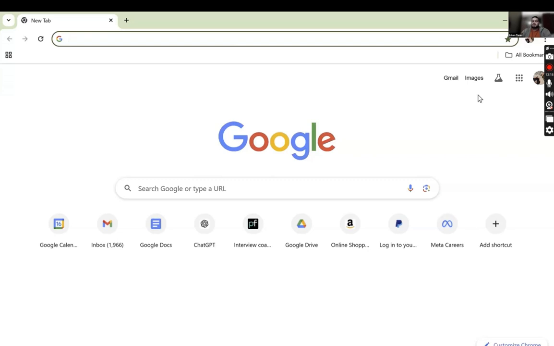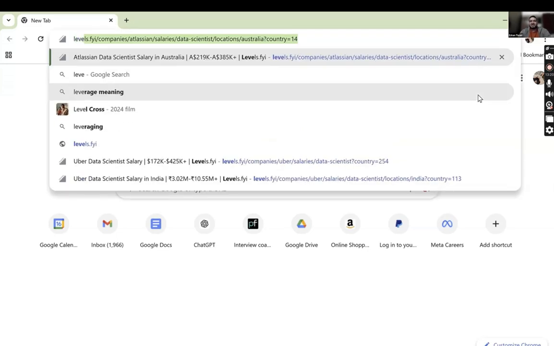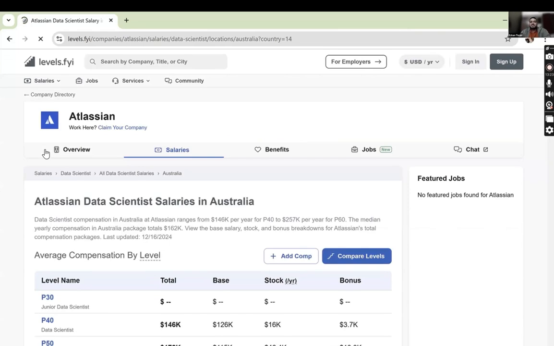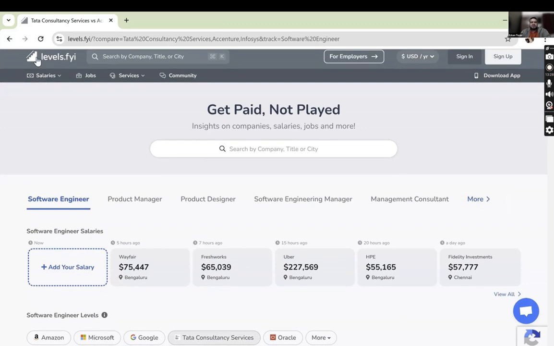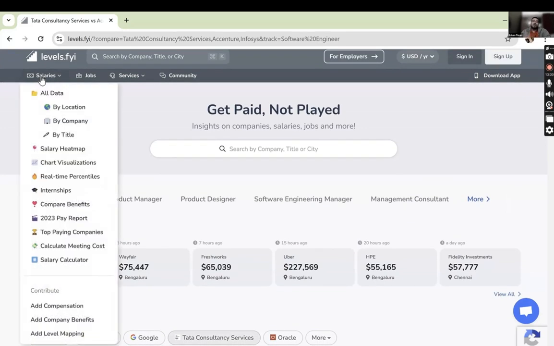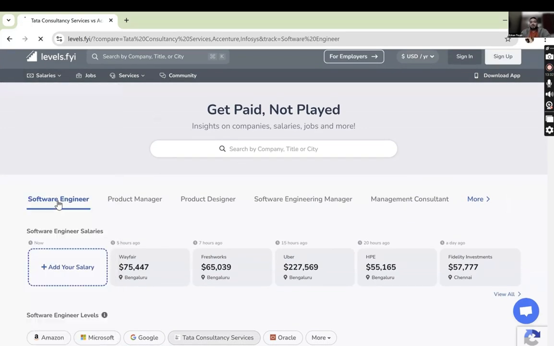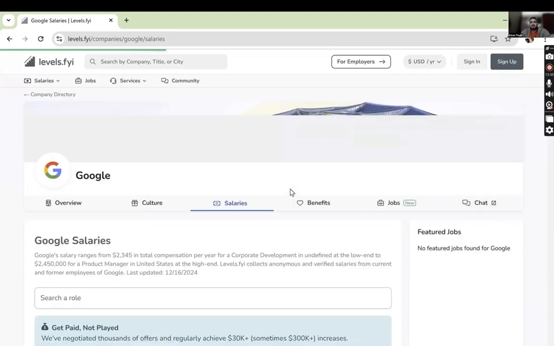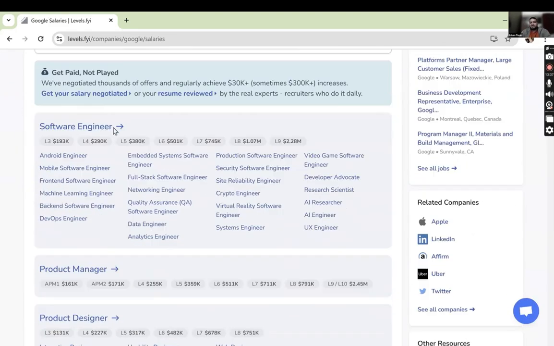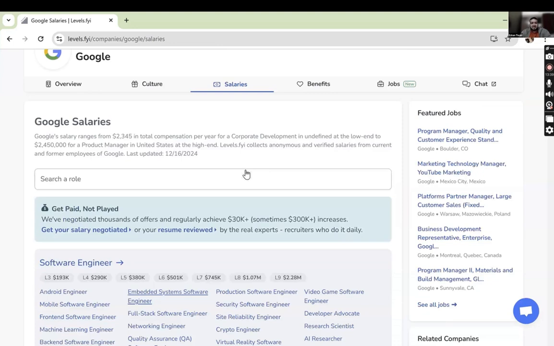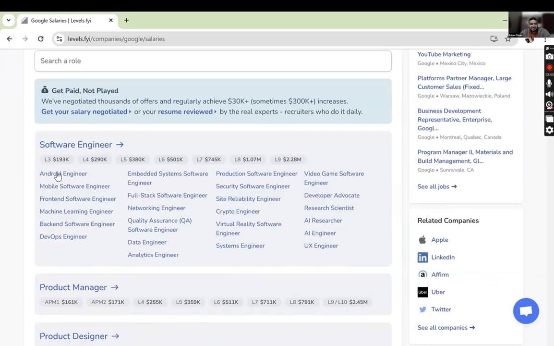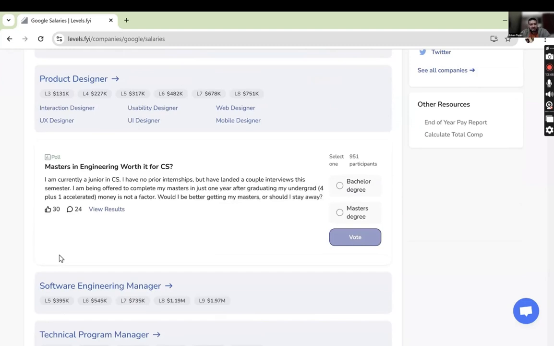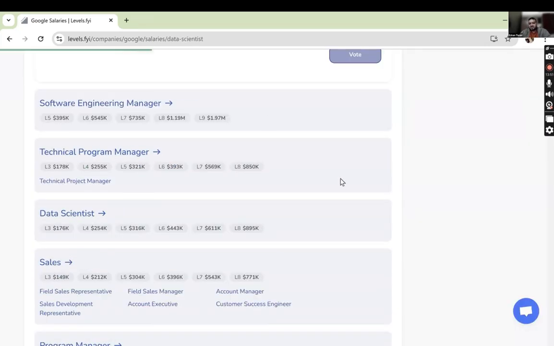So guys, there is this amazing website, levels.fyi. This website allows you to look into the salaries at various roles. For example, I got a job interview call from Google, and I want to understand how much salary I can expect. So we looked into Google salaries. And what kind of role are we looking for? We are looking for data scientist. If I scroll down, can you see I'm getting data scientist? So I click on data scientist.